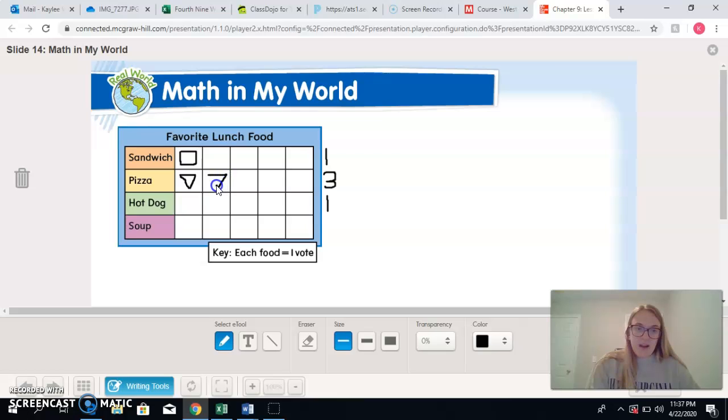And remember, this graph that we are doing is called a picture graph because we are drawing pictures. And then my last one is a hot dog. I will just draw a circle for the hot dog. But like I said, if you guys want to actually draw pictures of hot dogs, you are more than welcome to. And then for soup, I didn't have anybody that said soup was their favorite lunch food, so I do not have to have any pictures for soup.